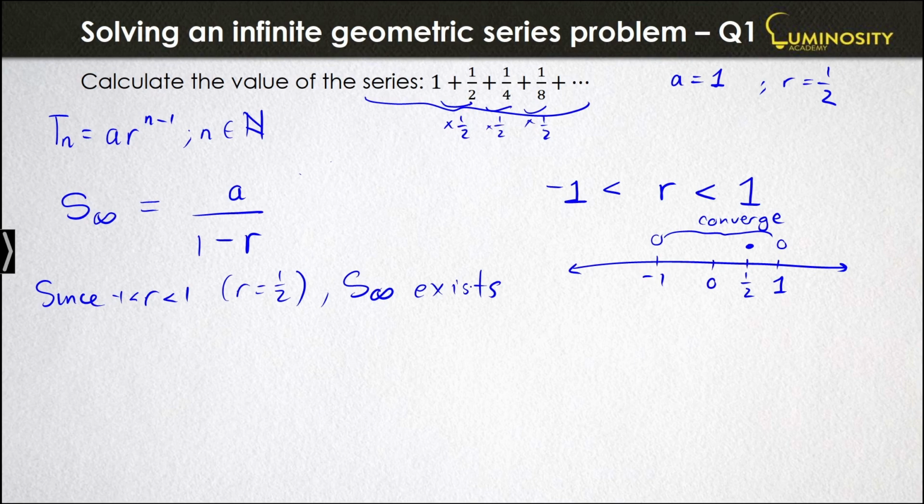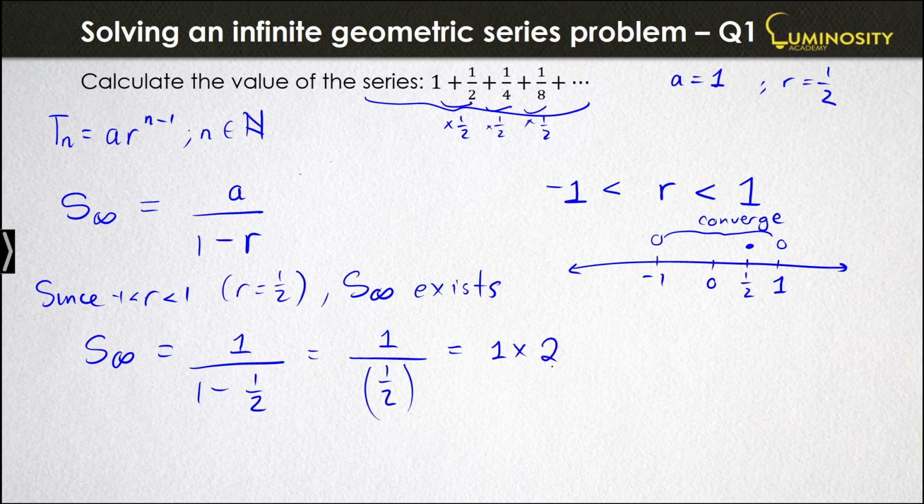So all I have to do is plug in the values. a is 1, r is a half, so therefore I get 1 over 1 minus a half, which is a half. Remember, 1 divided by a half is the same thing as saying 1 times 2. When you divide by a fraction, you multiply by the reciprocal. 1 times 2 is 2. So that is that infinite series.